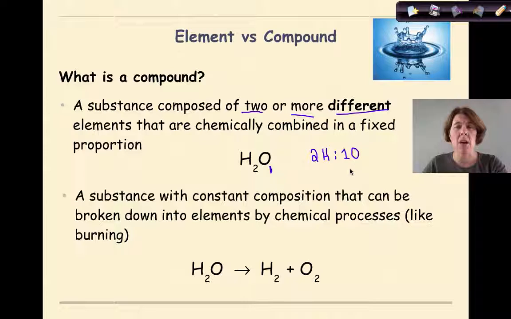If you deviate from that at all, you don't have water anymore. A compound is also defined as a substance with constant composition. So that means the same throughout, with no variation whatsoever. A substance with constant composition that can be broken down into elements by chemical processes like burning. So a compound, which is not just a single element, can be broken down into the individual elements it's composed of. In the example of water, water can be broken down to hydrogen gas and oxygen gas through a process called electrolysis, which we'll talk about later on in the year.